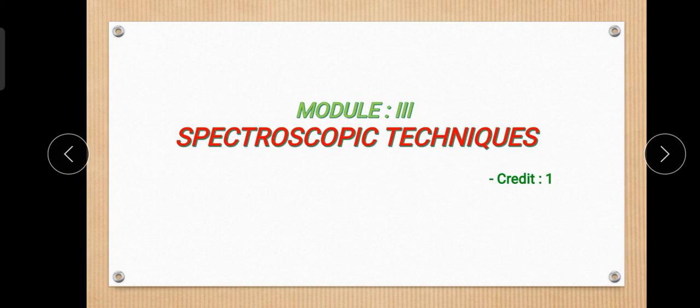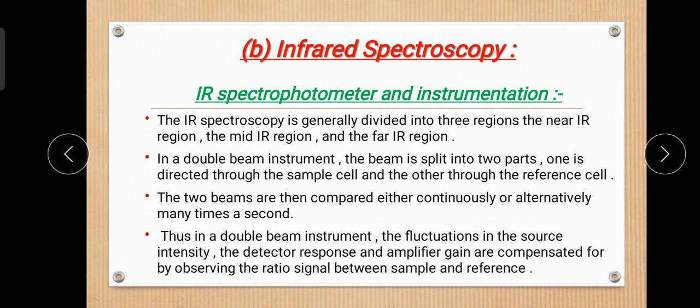Also we have studied the different vibrational modes which lead to the IR absorption, that means scissoring, bending, rocking, wagging, twisting, and symmetric or asymmetric stretching. All those vibrational modes we studied in our previous lecture. Now in this lecture we are going to study the IR spectrometer, that means the IR spectrophotometer, its instrumentation and how it works. All those things we have to cover in this lecture.